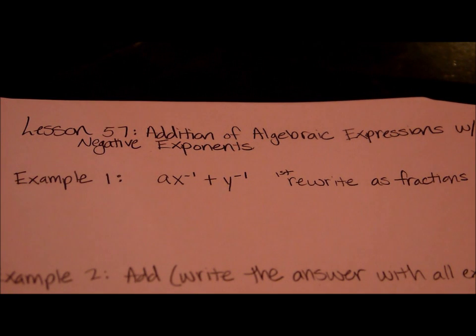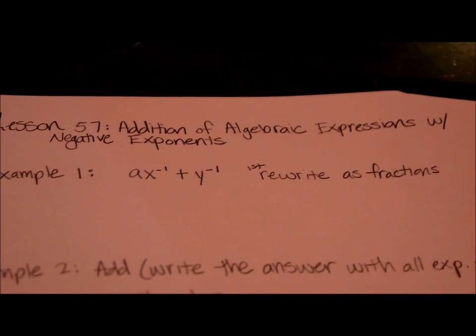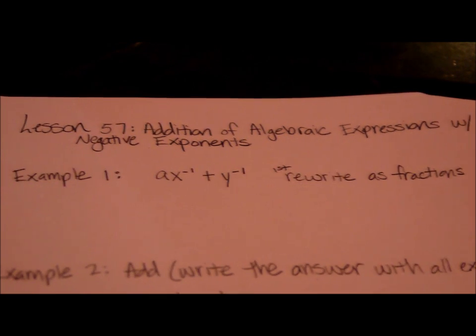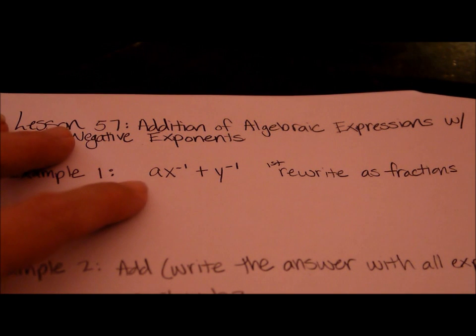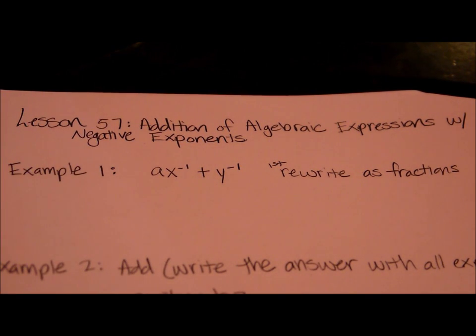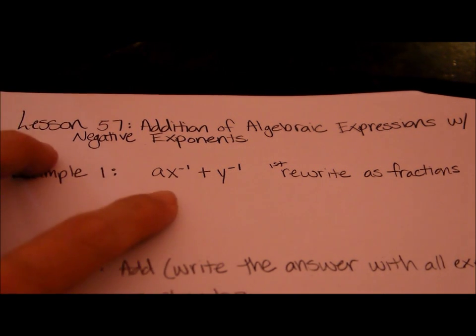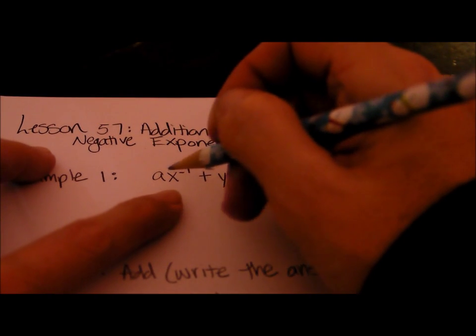Okay, we are going to be doing lesson 57, addition of algebraic expressions with negative exponents. So we get an example like this, a x to the negative 1 plus y to the negative 1. First thing we want to do is rewrite it as fractions, because that's what that negative exponent really means. Let's see what that means. It means this negative 1 is given to the x.